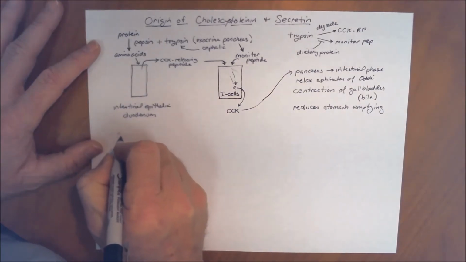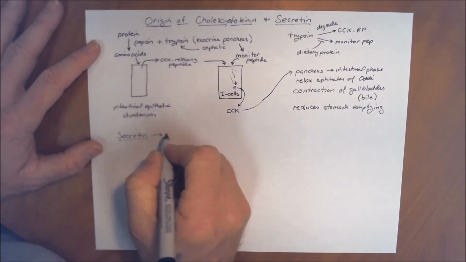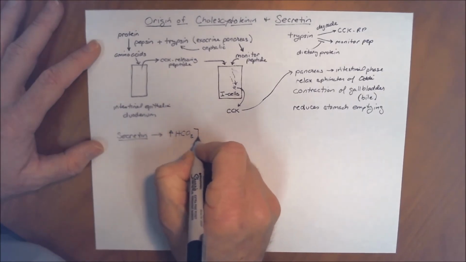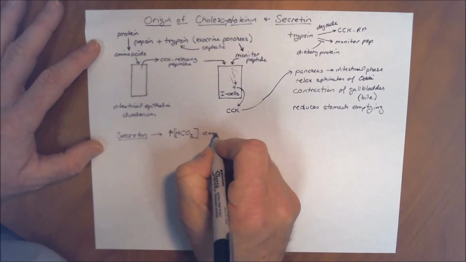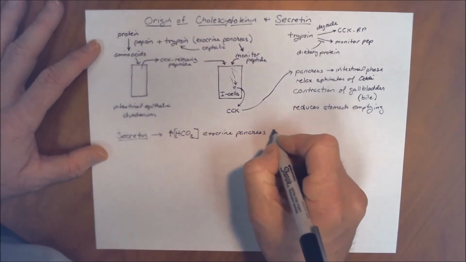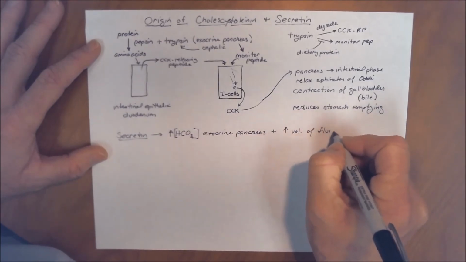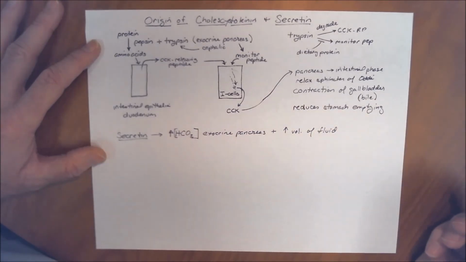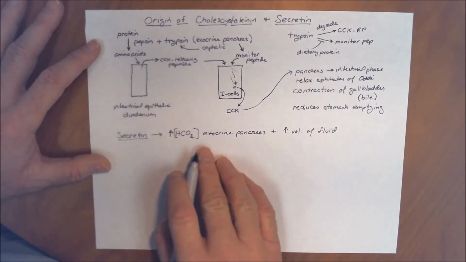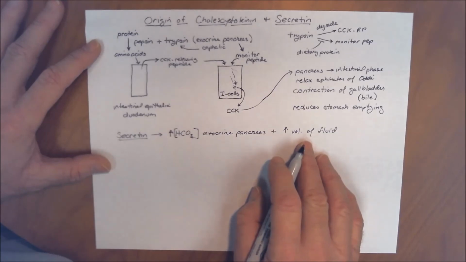The other hormone we have to look at is secretin. Now recall, the major purpose of secretin is to increase bicarb coming from the exocrine pancreas, plus increase the volume of fluid. Increasing the volume of fluid is adding water to our digestive material, and it's also washing out the pancreatic ducts.